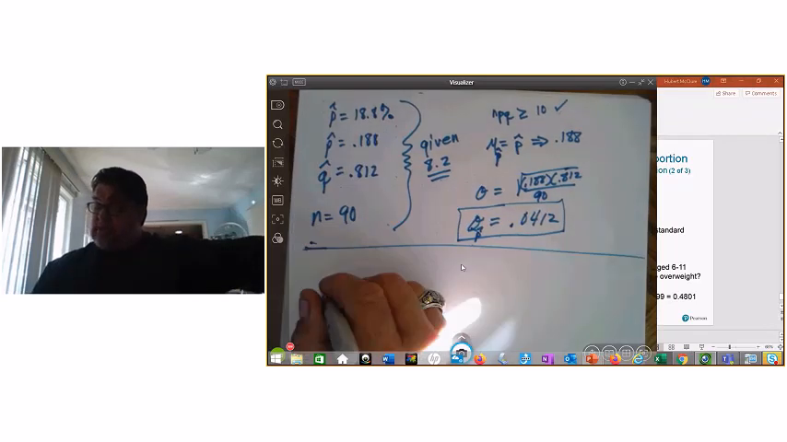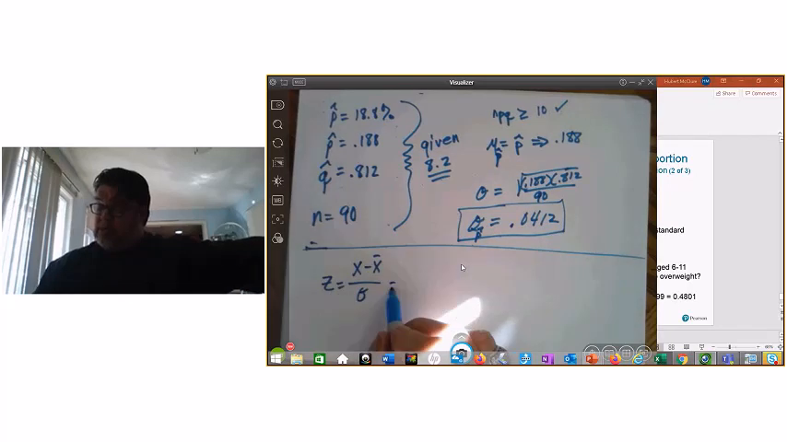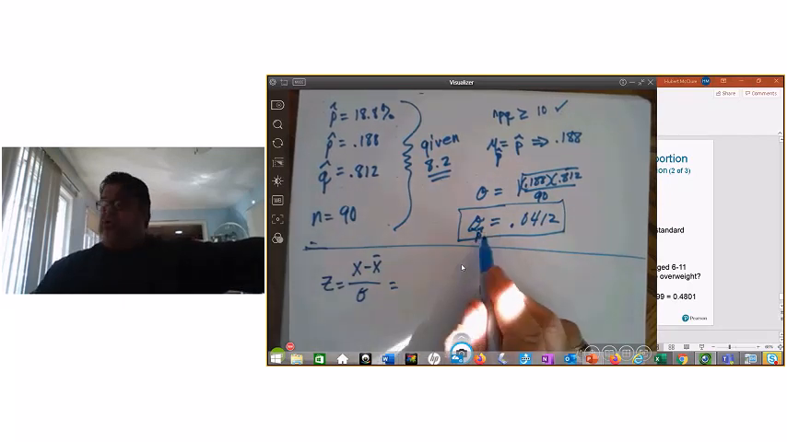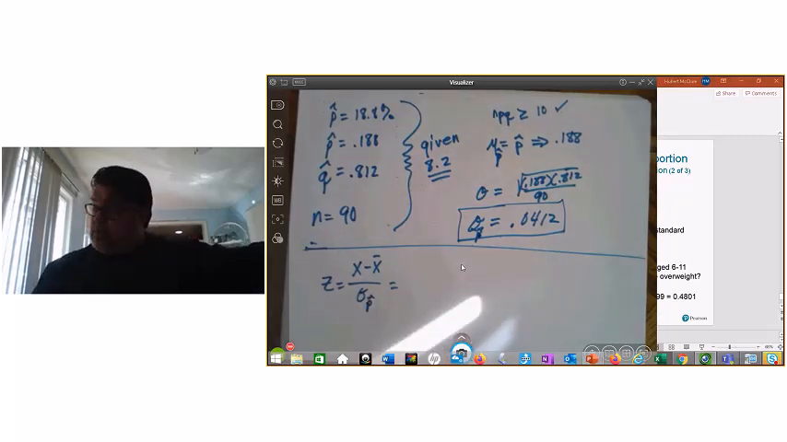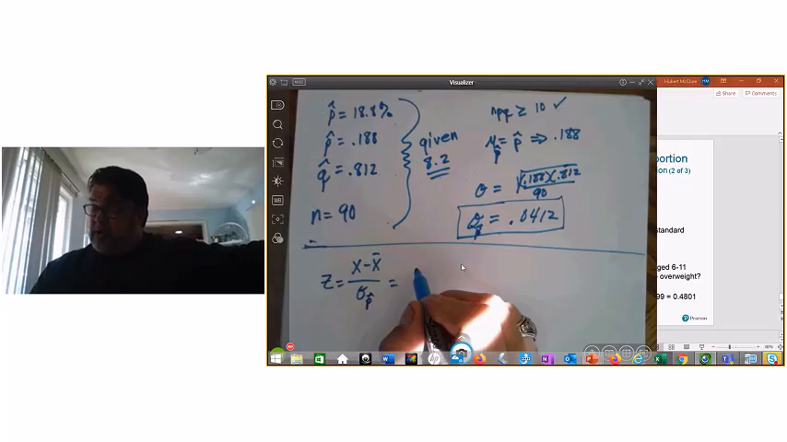Z is equal to x minus x bar over standard deviation. Well, in this case, you don't have a standard deviation, so the only standard deviation you've got is of p hat. So in this case, you would put p hat right there for your formula for 8.2. And that would be x minus x bar, and they gave you 19.